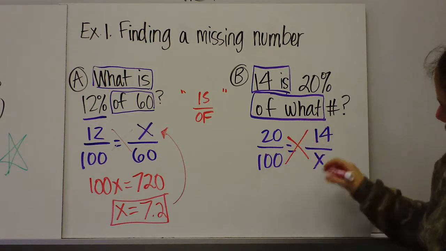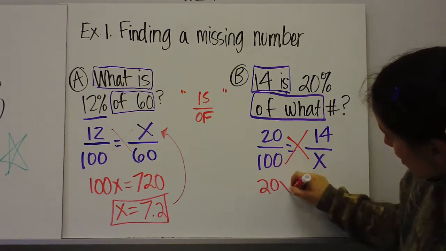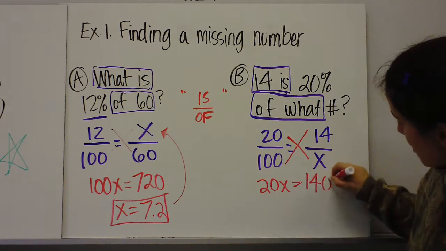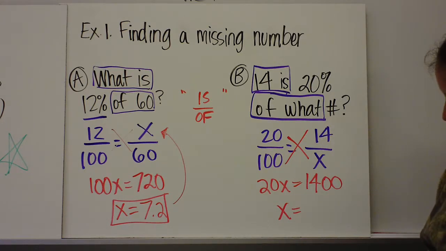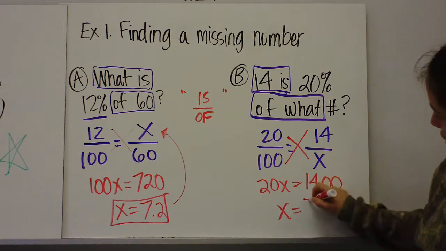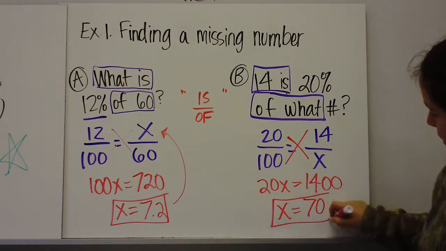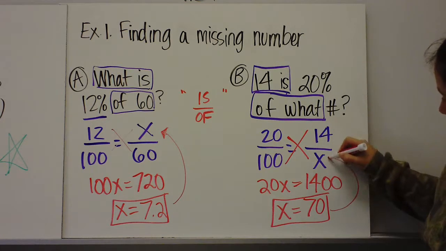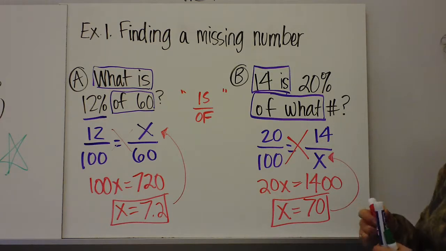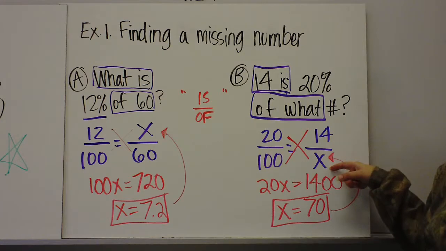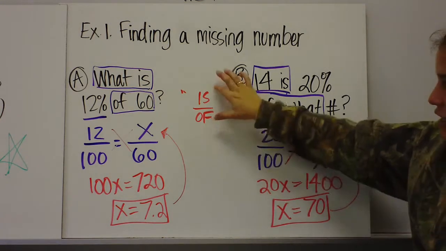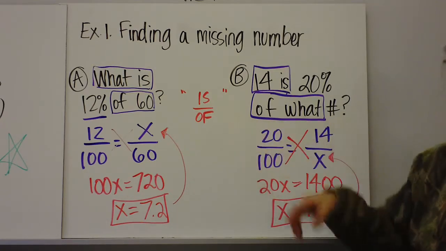We cross multiply and we get 20x equals 1400. And then x equals 70. So 20% is 14 out of 70. And again, we're using is over of. Is over of.